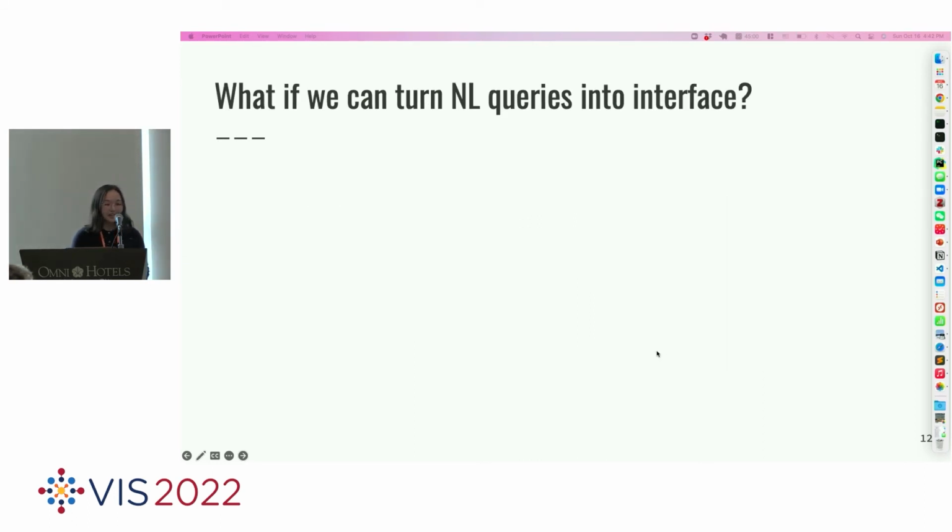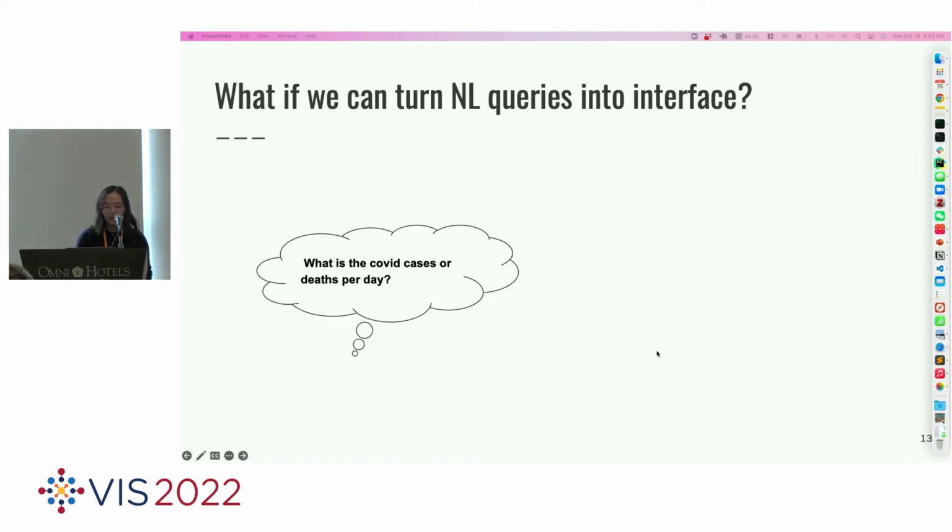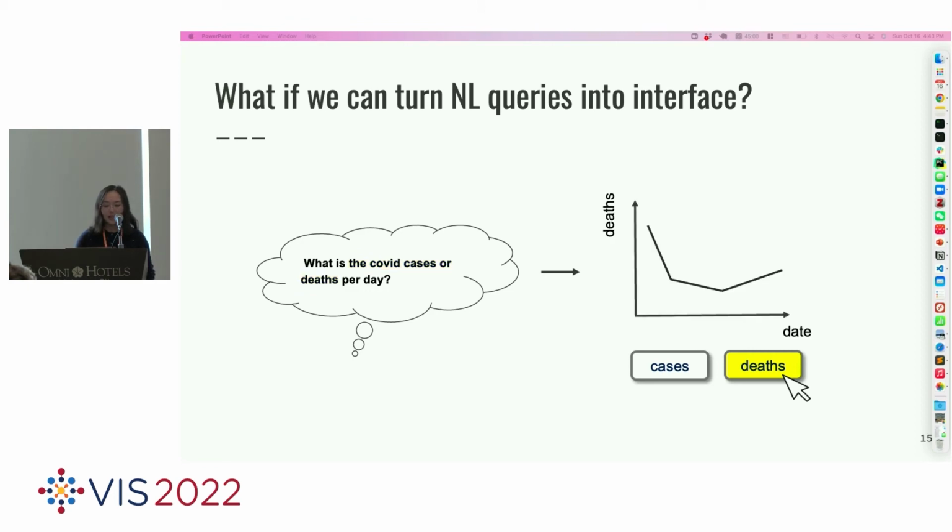Since we are at this workshop, of course, we clearly want to turn natural language into interface. Imagine that people can ask a question like, what is the COVID cases or deaths per day? And the system can identify that a button can switch between the COVID cases or deaths, and a line chart can let you visualize the trend. And then it returns such an interface automatically to the user. If we can do this, this would be a game changer.